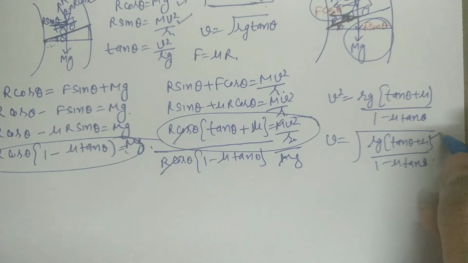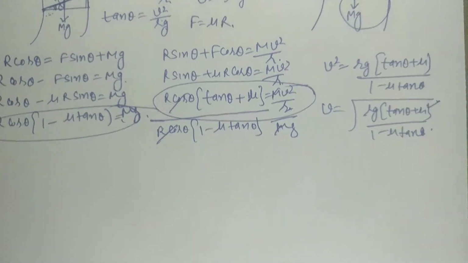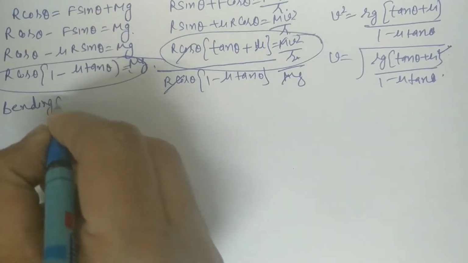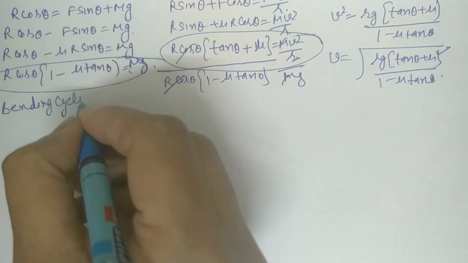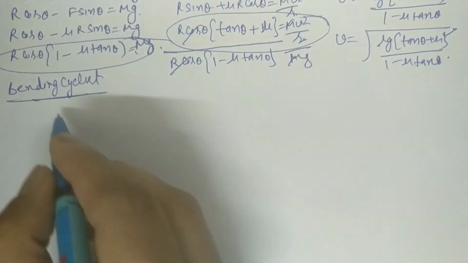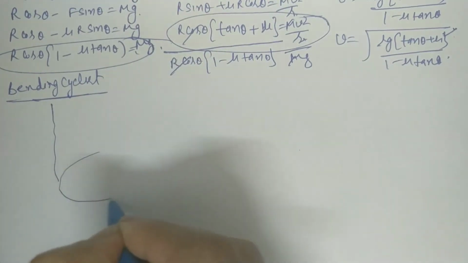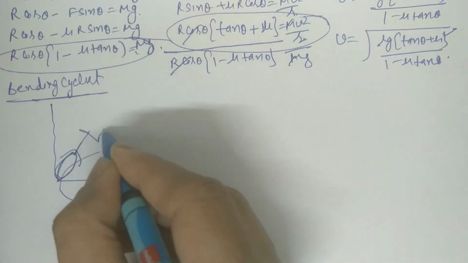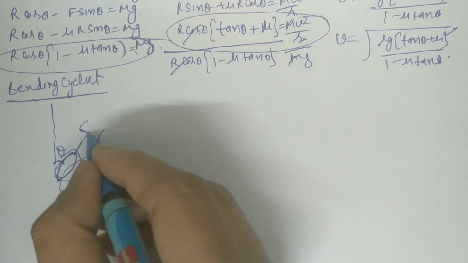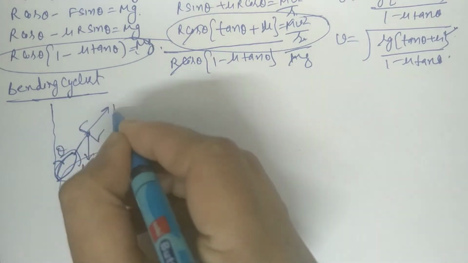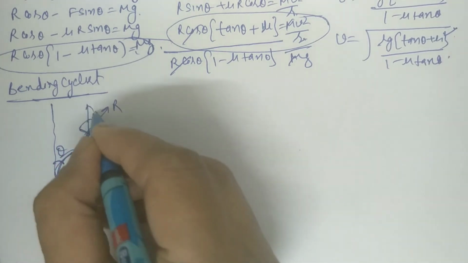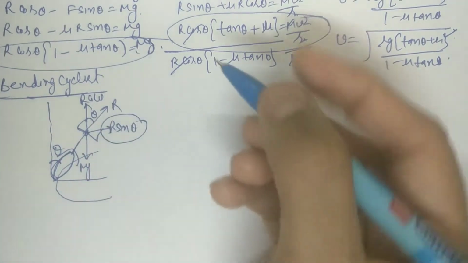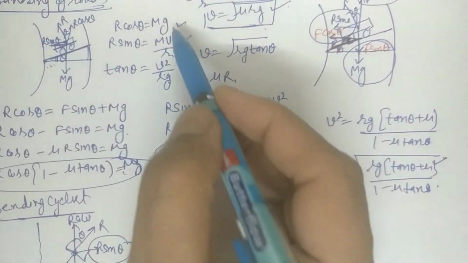So here we are considering the banked road with friction. If we consider the bending of a cyclist, it means why the cyclist bends inward when taking a turn on this road. If this is the cyclist position and this is the angle theta where it leans inward, we have mg, R, again this theta, R cos theta, R sin theta. Now this again provides the centripetal force.